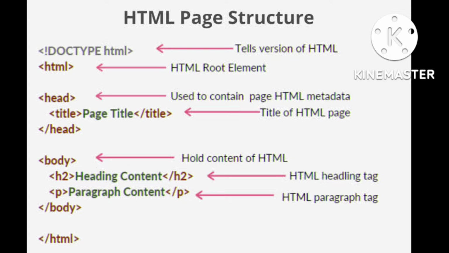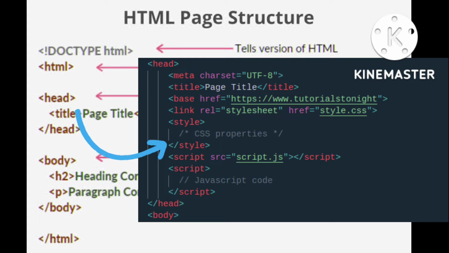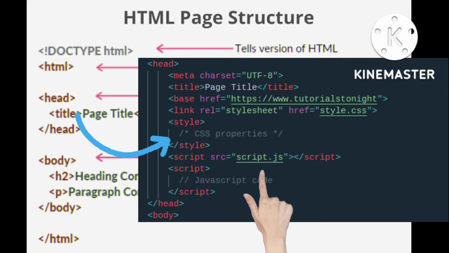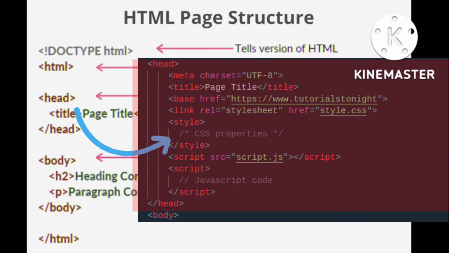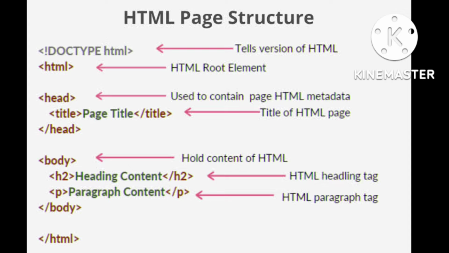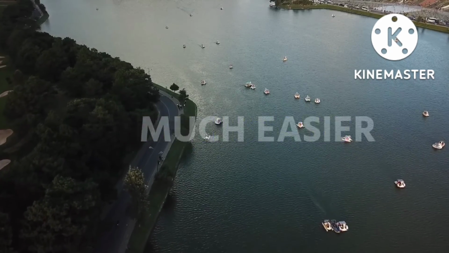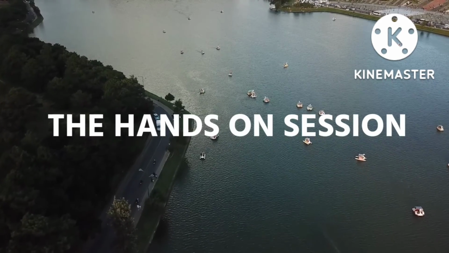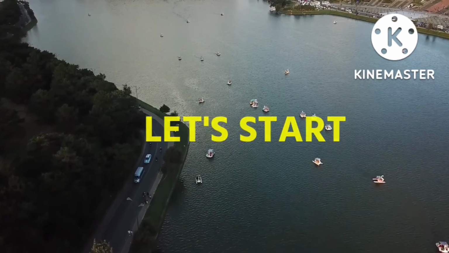Head and body are the two main sections of any HTML page. The head section generally contains the HTML metadata, like the title of the HTML page. If you want to include any CSS or JavaScript, everything has to be kept inside this head section. The body section mainly contains the content of your HTML. If you want to display or create any user interface, whatever you keep inside the body is what will be displayed to the user. Everything will be much easier to understand once you go through the hands-on session. So let's start.